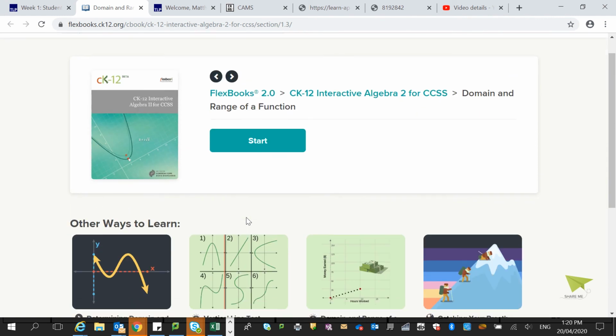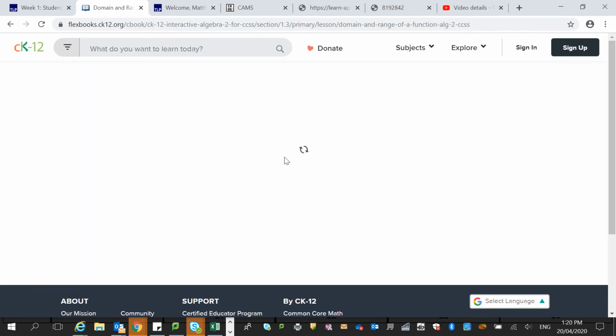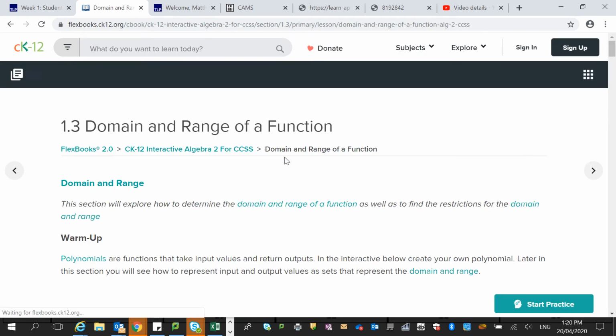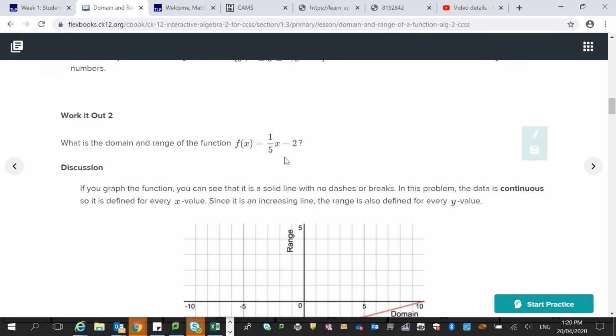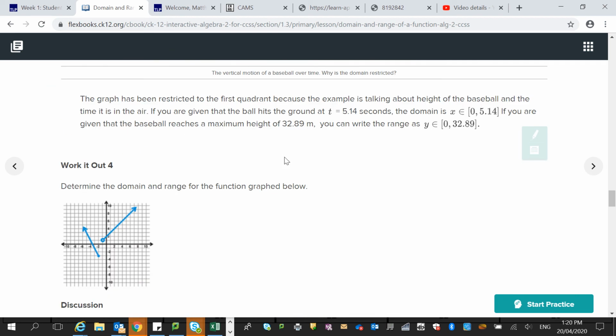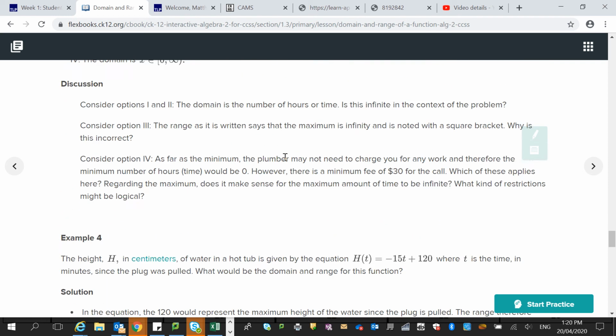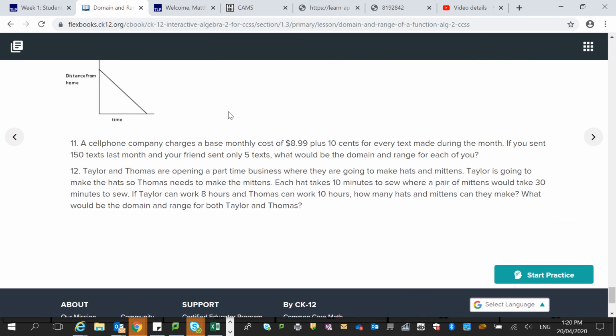Okay, so this is the interactive textbook. It goes through the domain and the range of a function. Have a look through these, press start here, and have a go through this. Okay, so if you watch this video, you go through this and you're still having trouble, let me know. But I think if you can go through that, you'll be fine.